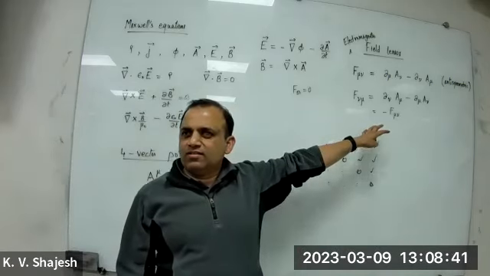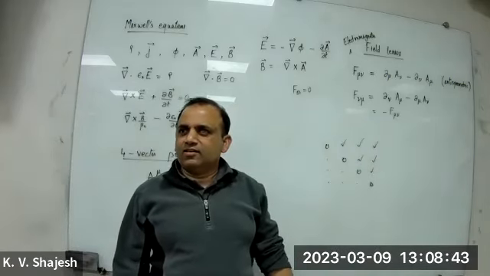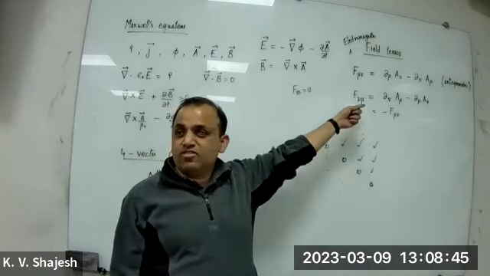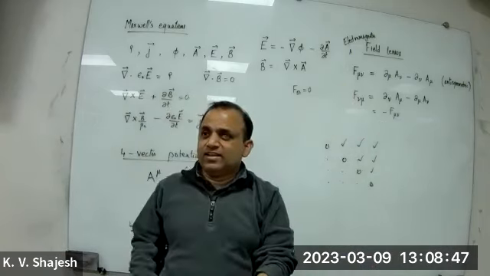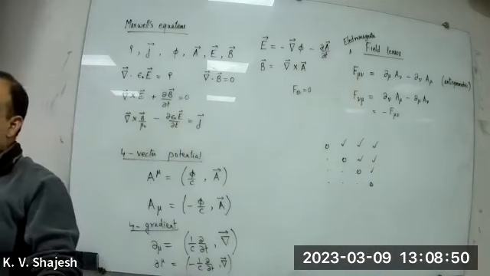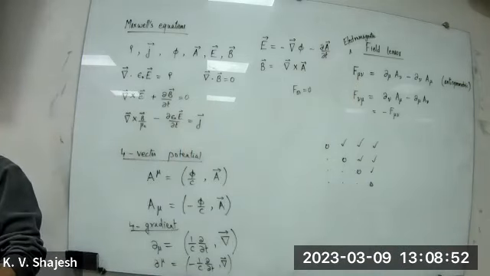Is that clear? Okay, just because of anti-symmetry, the way I have constructed it, there are only 6 independent components. Any questions on that?